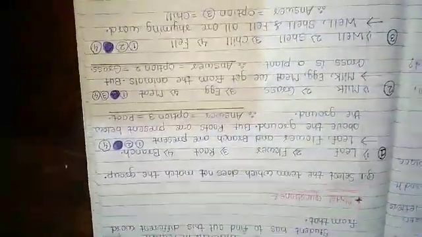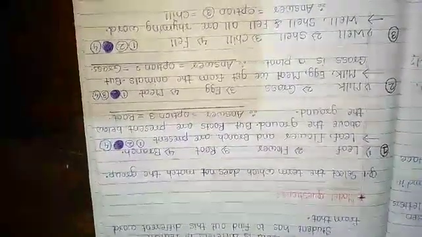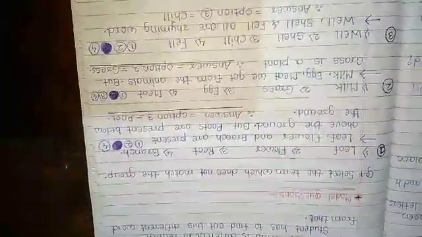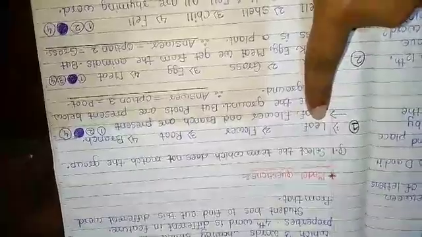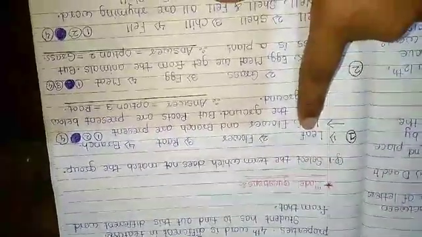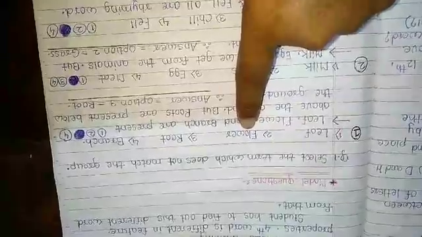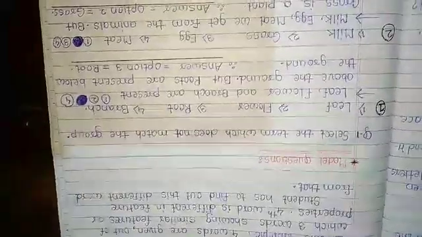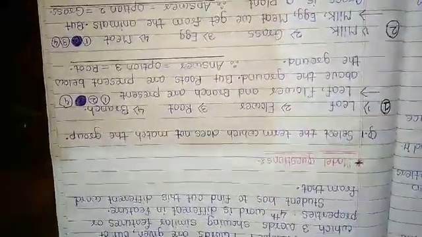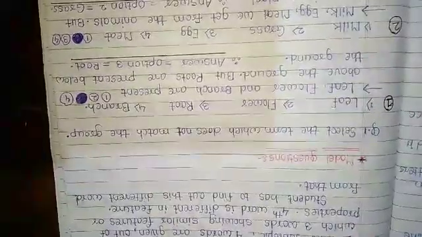So what is the question? Select the term which does not match the group. We have to select a term or word which does not match with the given list of the group. What is the first question? In the first question, what are the four words or four things? First is leaf, second is flower, third is root, and fourth is branch.